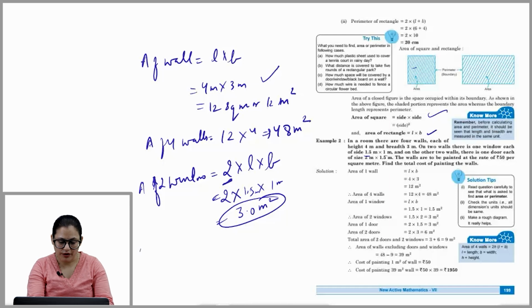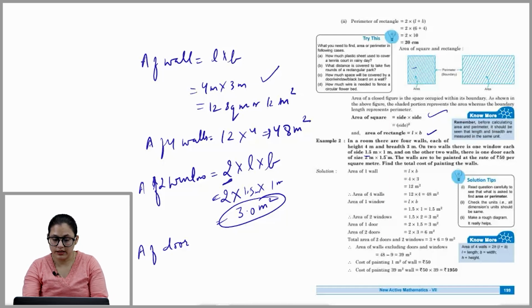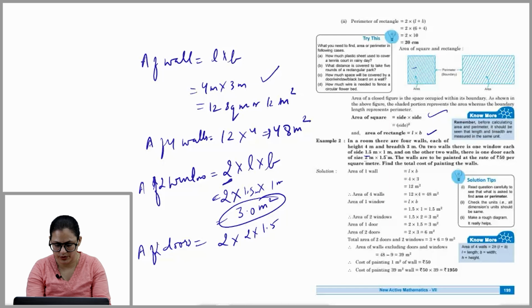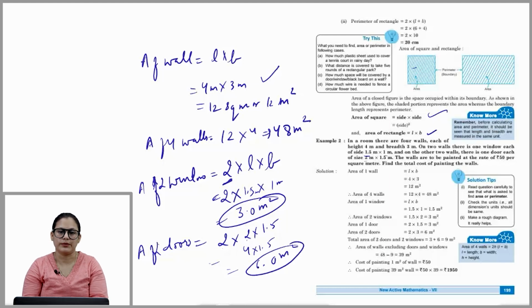Now area of doors. Okay, see, in this question it is also written that there is 1 door each of side. Okay, that means there are 2 doors. So area of 2 doors is equals to 2 into what is the length? Length is given here 2 into 1.5. Okay, 2 2s are 4. 4 into 1.5 is 6 meter square.